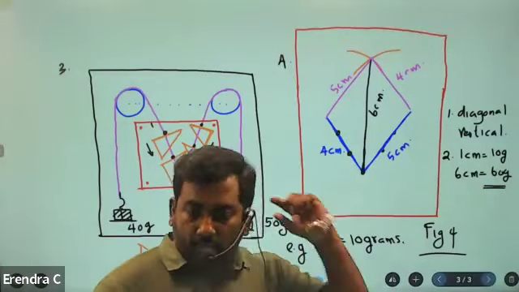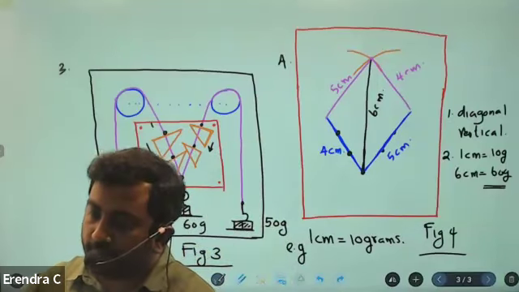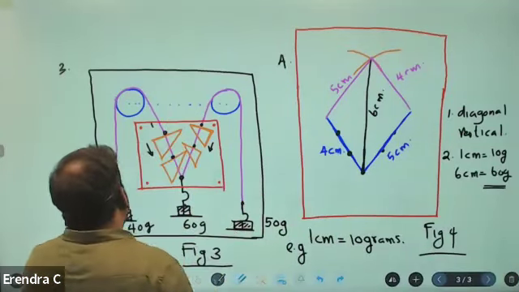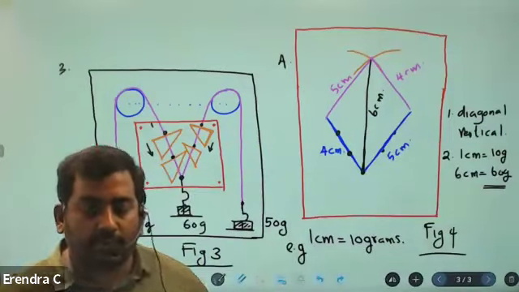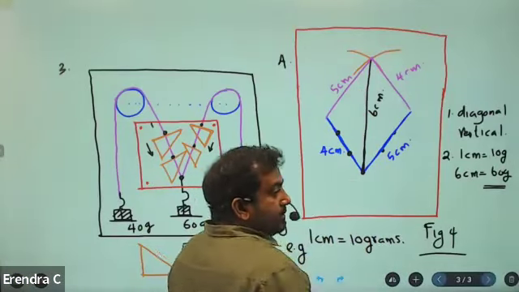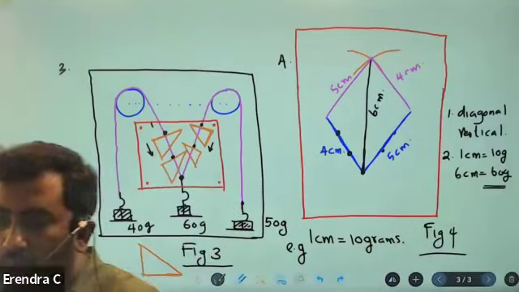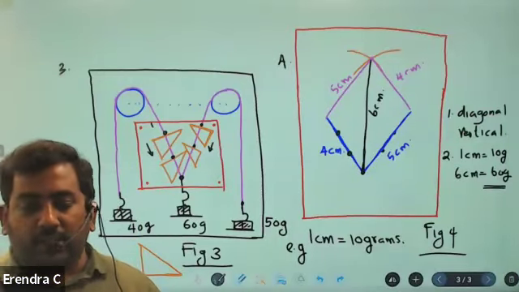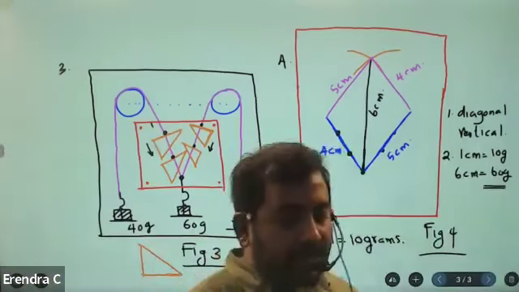As shown in figure number 4. From this we can say the diagonal will give us a force which is equal and opposite to the weight connected at the center.